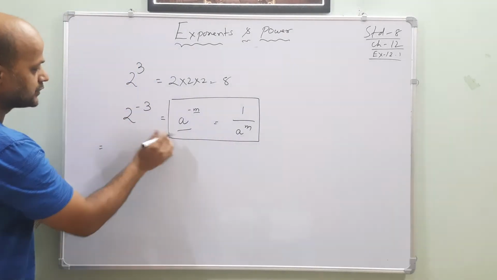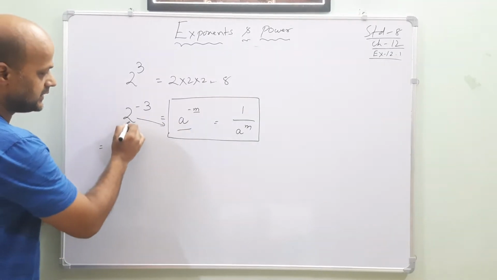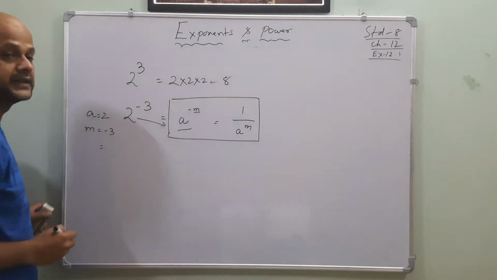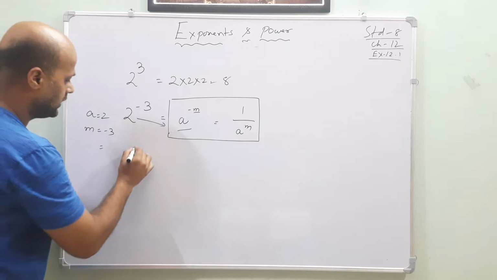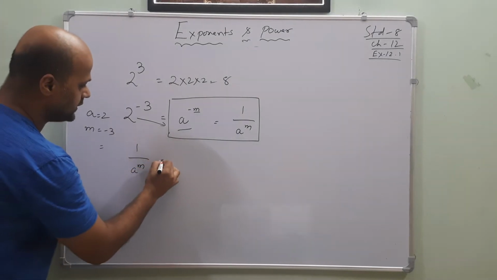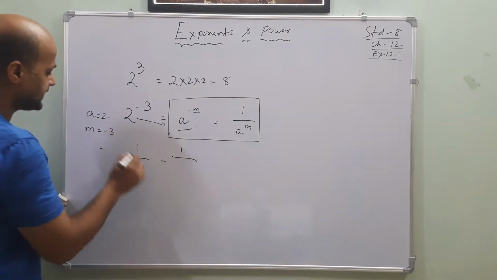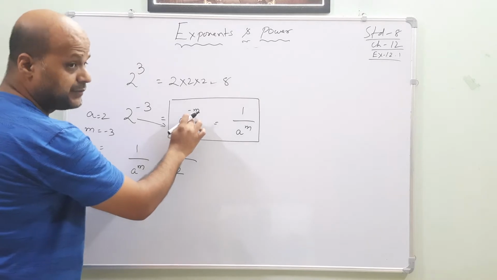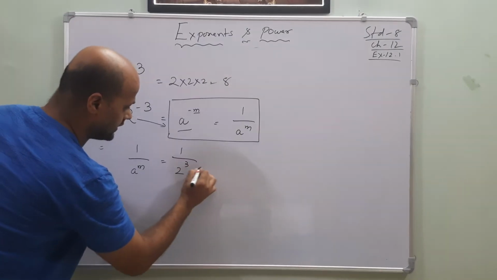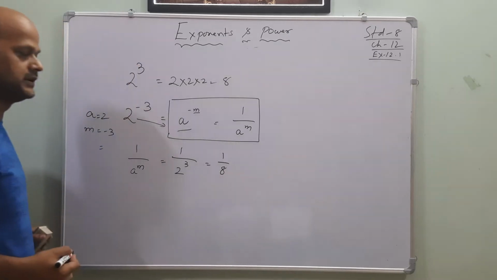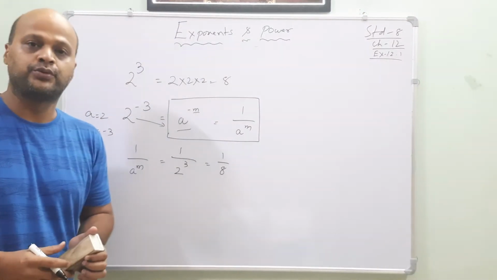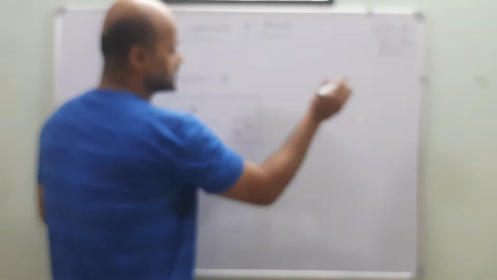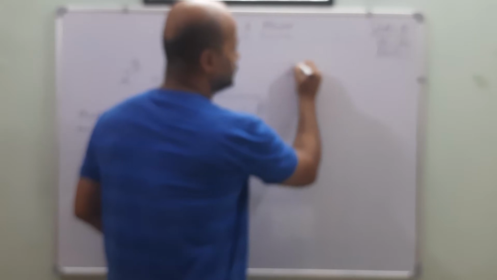So here, what should I write? It is in the form of this. Here a is equal to 2, and m is equal to minus 3. Understood my dear friends? So the formula is what? 1 by a to the power of m is equal to 1 by, what is a? a is 2. What is m? Now minus m is converted into plus m. So 3. The answer is 1 by 8. Understood my dear friends? In this manner you have to solve one by one. Okay? Now you just tell me what it will be. 2 to the power of minus 2.